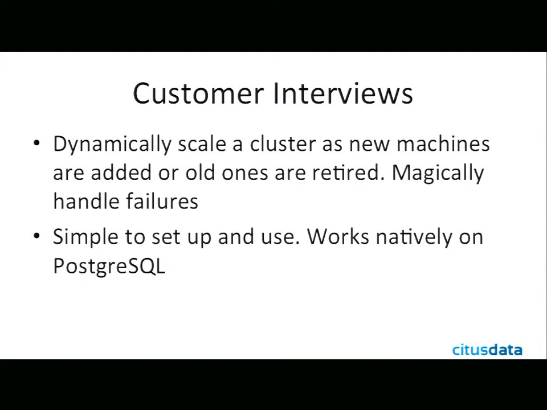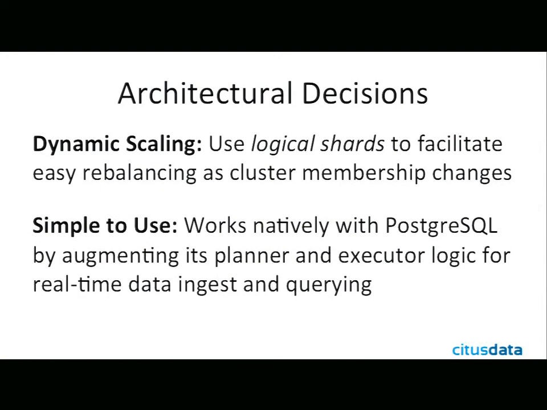And a second theme was, I want this thing to be simple. I don't want to set up multiple components, or I don't want to configure those components. If I'm using PostgreSQL 9.3, it should just work on Postgres 9.3. If I want JSONB out of 9.4, it should just work with that. So we took all of that in, and we tied it to the architectural decisions. The first decision, dynamic scaling, is what I'm going to talk about next. There, we use the concept of logical shards to make scaling out and failure handling easy. For the simplicity and PostgreSQL compatibility decision, we leveraged PostgreSQL's extension framework.